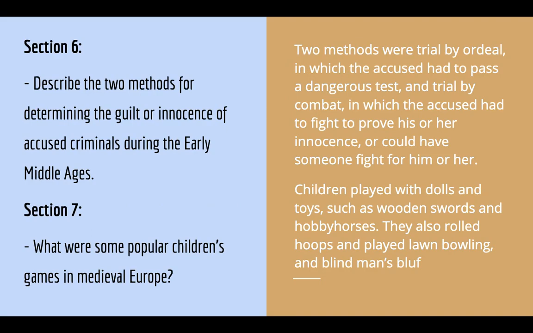Section 6, describe the 2 methods for determining the guilt or innocence of accused criminals during the early Middle Ages. 2 methods were trial by ordeal, in which the accused had to pass a dangerous test, and trial by combat, in which the accused had to fight to prove his or her innocence, or could have someone fight for him or her.